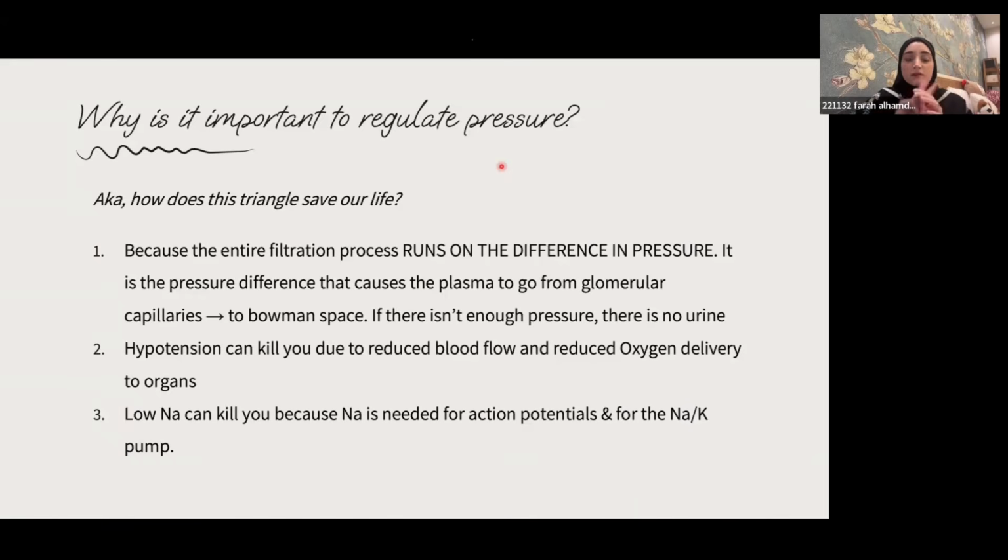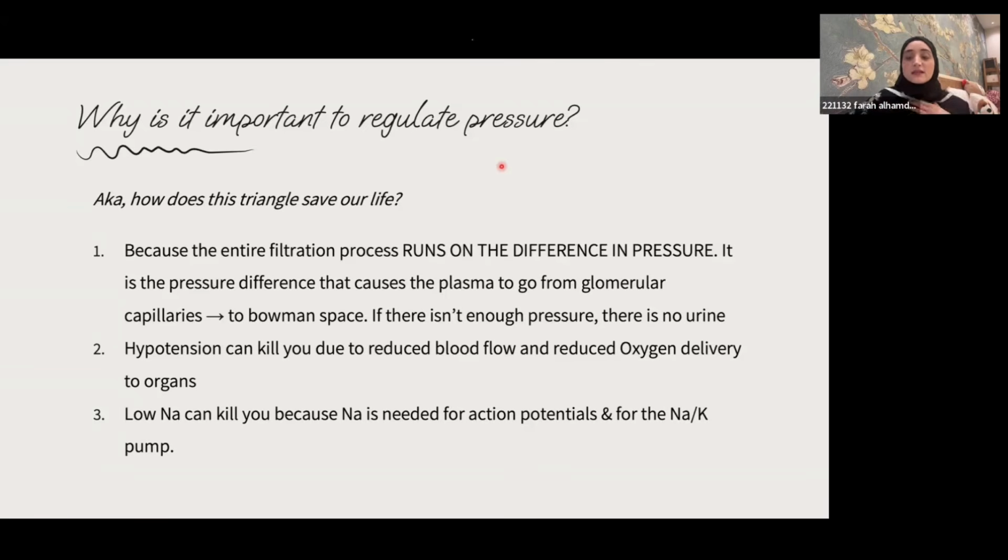The second function is it prevents hypotension, or low blood pressure. When we have hypotension, there's less blood flow, and tissues are not supplied with oxygen. It's really bad. Okay. The third function is maintaining the homeostasis of sodium.